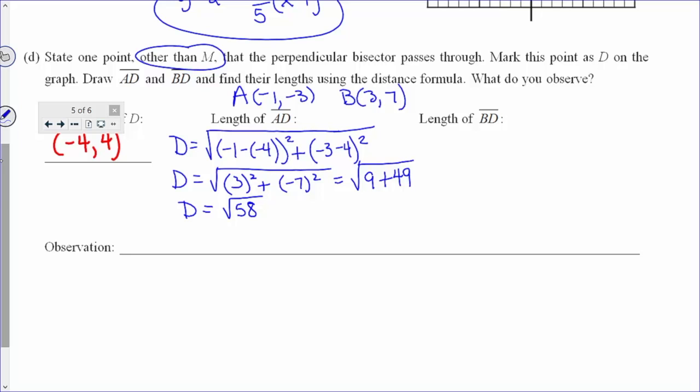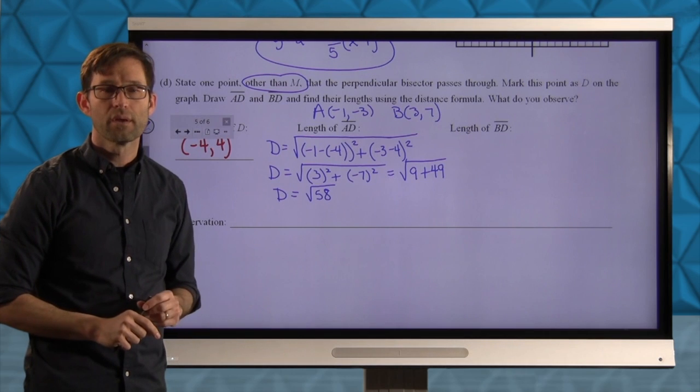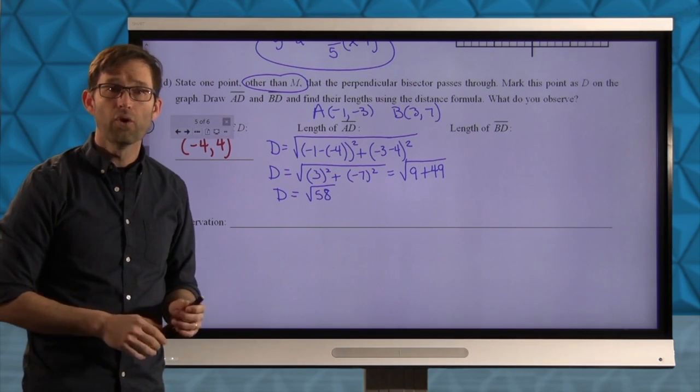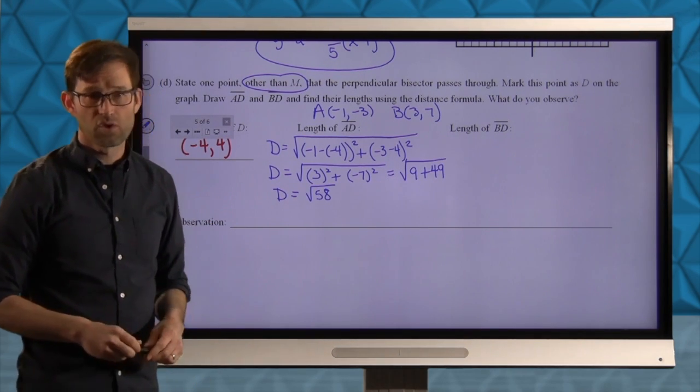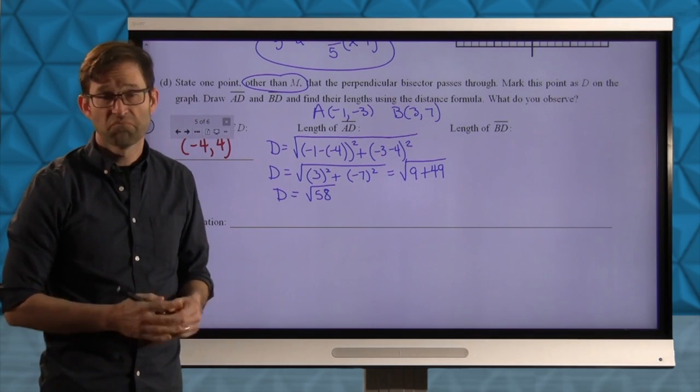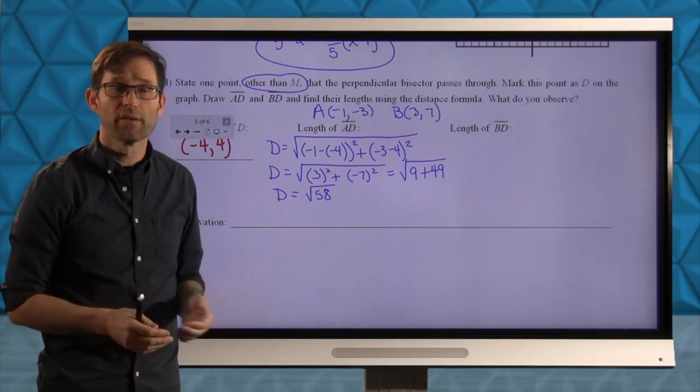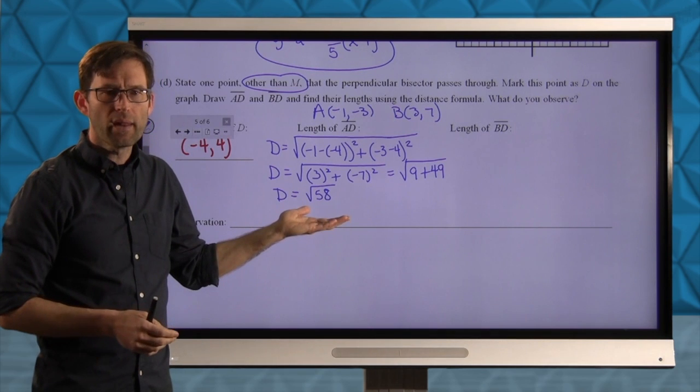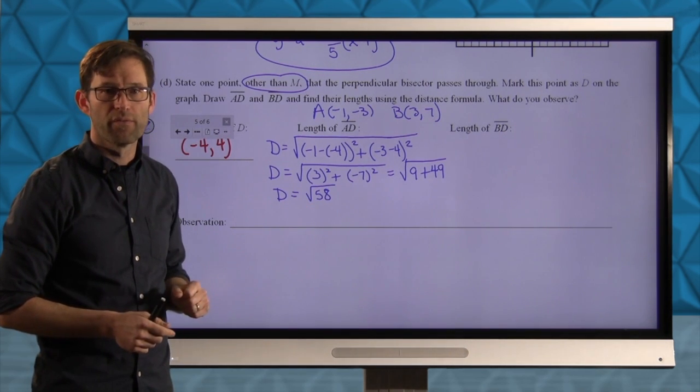Now, 58 is not a nice perfect square. So what should I do with this? Well, I see no reason to do anything with it other than leave it as the square root of 58. Just leave it that way. I could also write it to the nearest tenth or something like that, but why not leave the answer exact as the square root of 58?